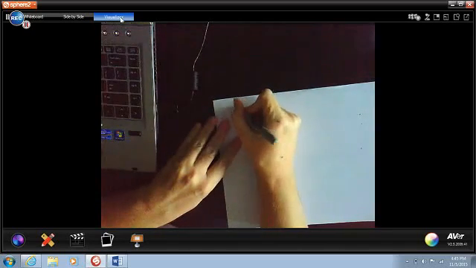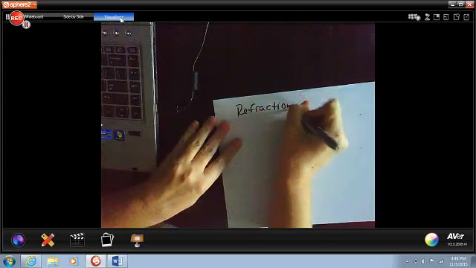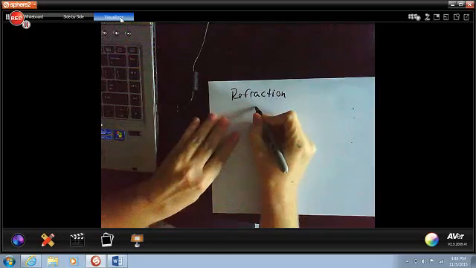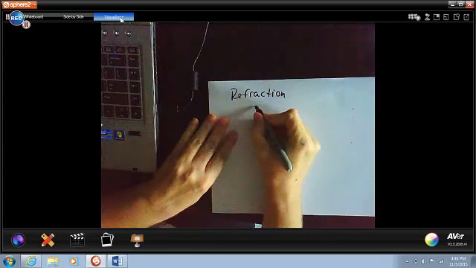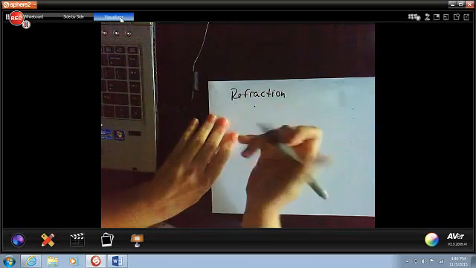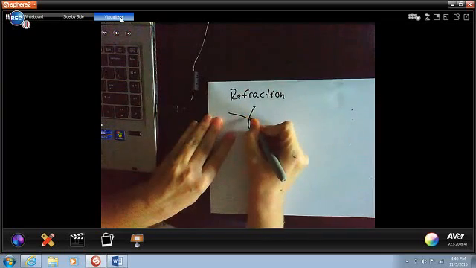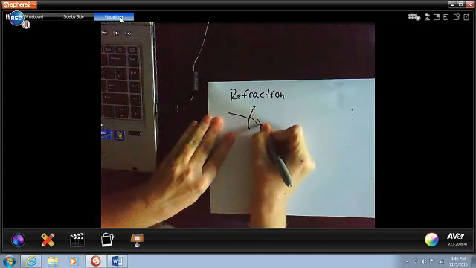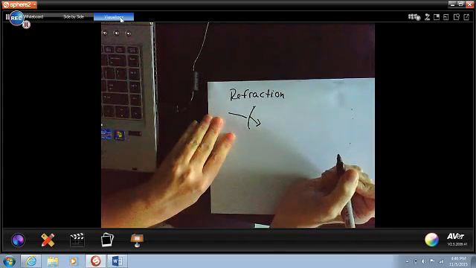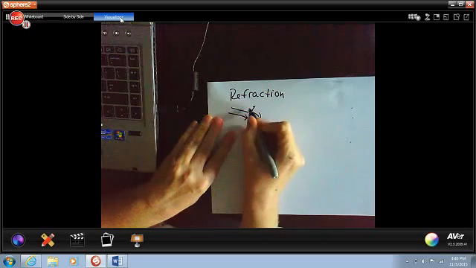Okay, let me just go ahead and write the word down here for you real quick. The word is refraction. Basically, what happens is that light, when it hits a rough surface, such as a convex or concave lens, or magnifiers, binoculars, things like that, as it travels, tends to bend. Okay, so it goes through and it bends.